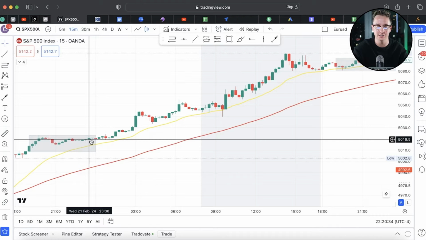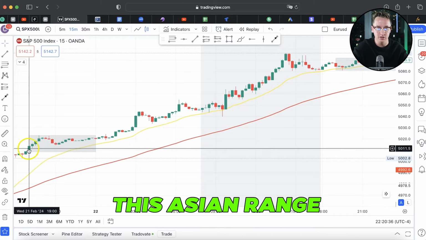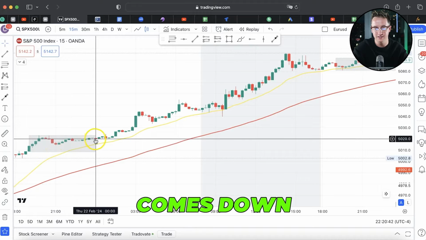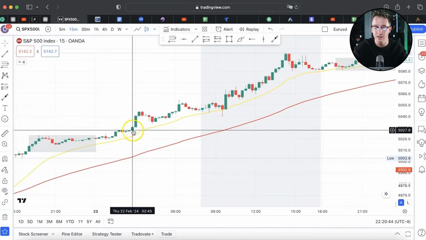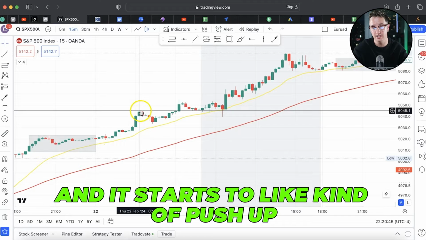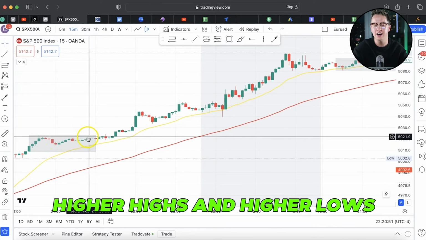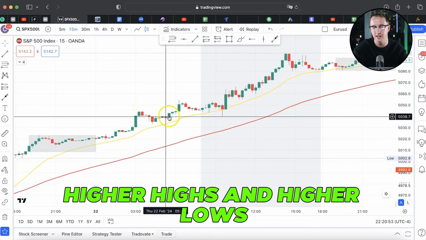I kind of want it to consolidate. So throughout this Asia range, look how price pushes up, comes down, pushes up, comes down, and it really doesn't do anything. The London session comes out here and it starts to push up. Overall, the market is forming these little higher highs and higher lows, higher highs and higher lows.